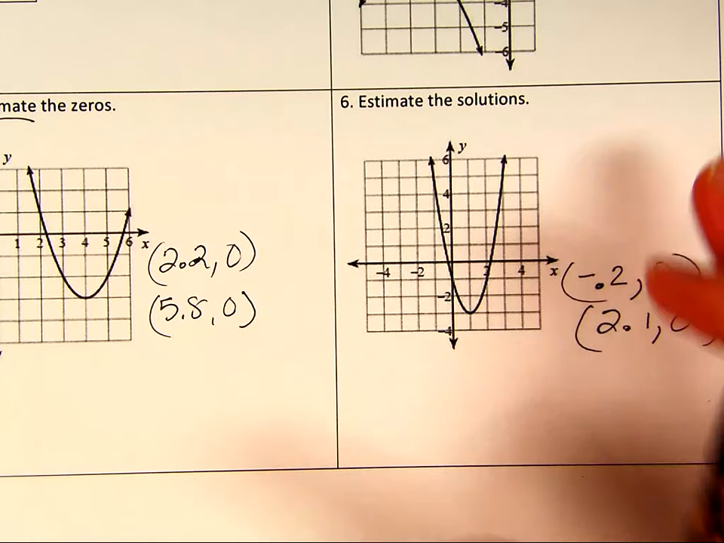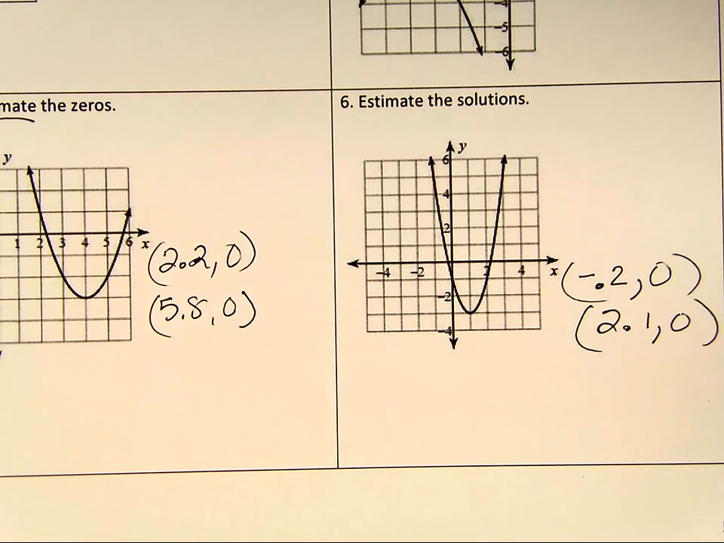So that is how we estimate based on a graph and how we find our zeros from tables.